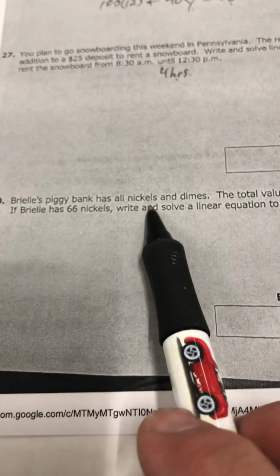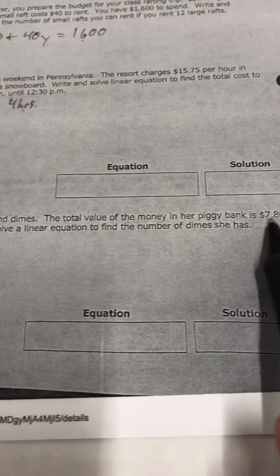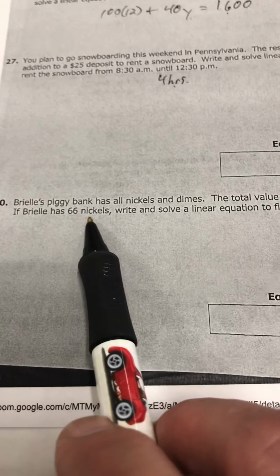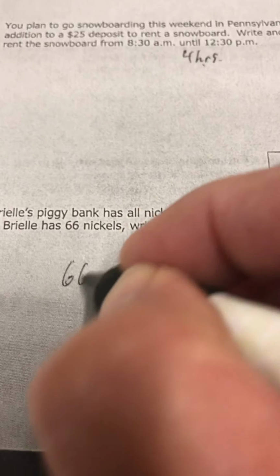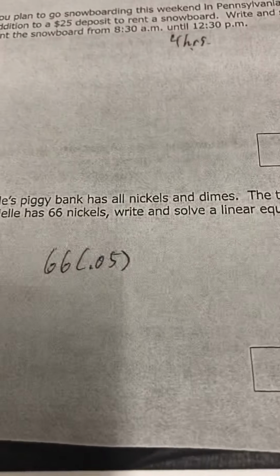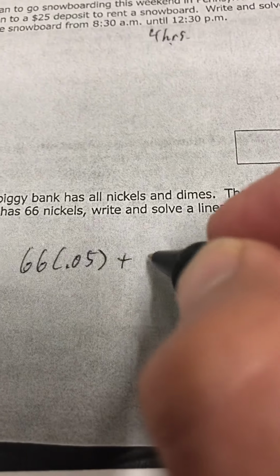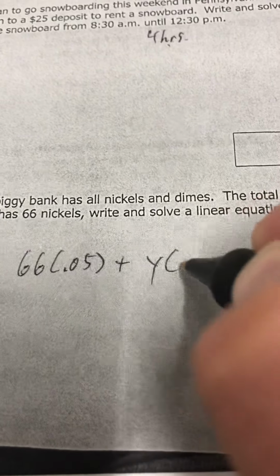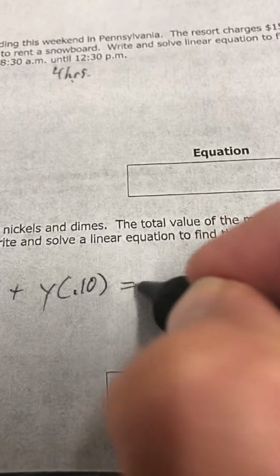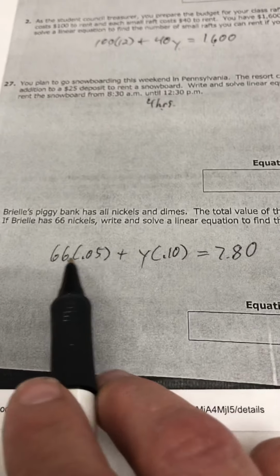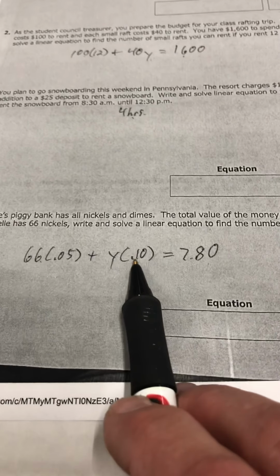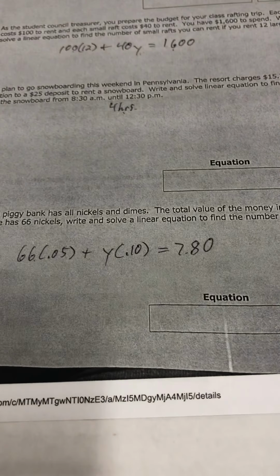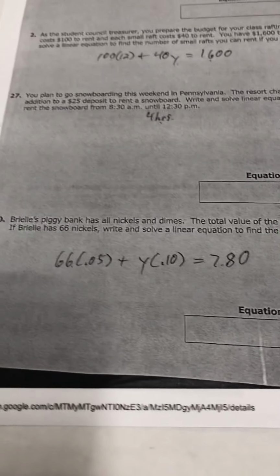Brielle's piggy bank has all nickels and dimes. The total value of money in her piggy bank is $7.80. If Brielle has 66 nickels, write and solve a linear equation to find the number of dimes she has. So 66 times the 0.05, the value of a nickel, plus we don't know how many, so we'll have Y times 0.10 and equals 7.80. So you're just going to multiply that, then subtract that from both sides, and then divide by 0.10, and that'll tell you how many dimes she has. Okay, I really hope this was helpful, and good luck on this test.